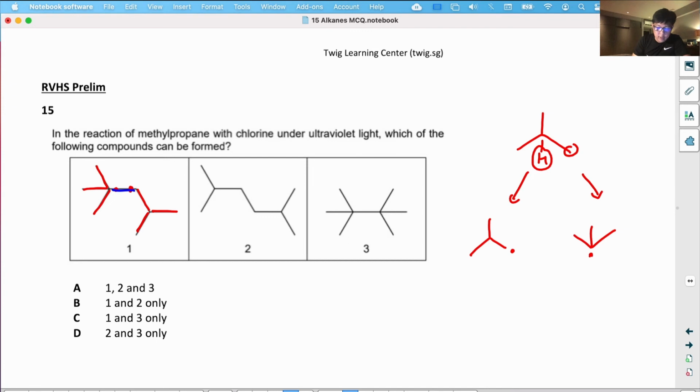For this one, you can see that this was a radical, and this is the same radical, and they form a bond here. The last one is actually these are the 2 radicals. One radical here, and this is the second radical, and yeah, they form a bond over here. So actually 1, 2, 3 are all possible. So the answer is A.